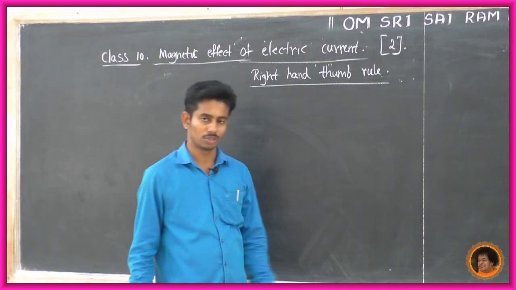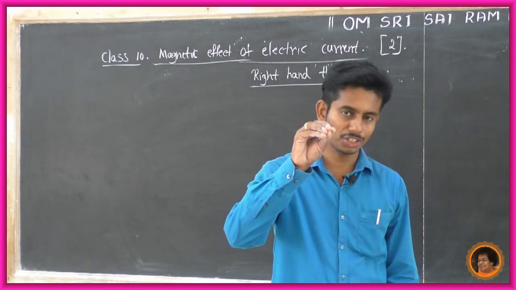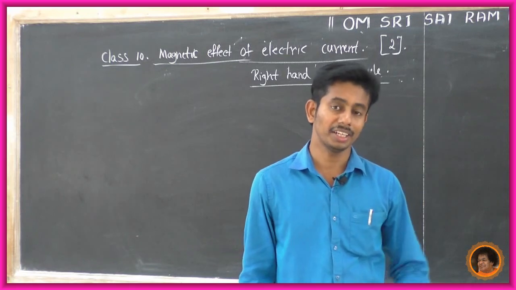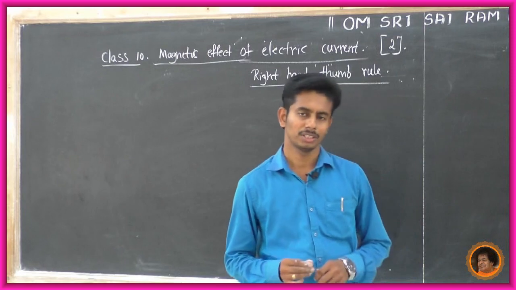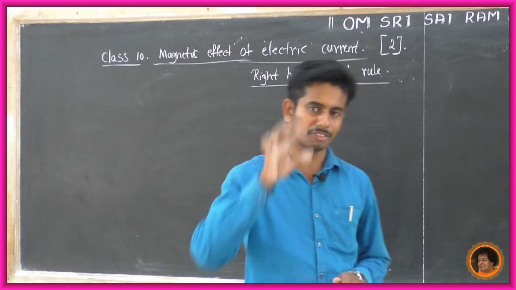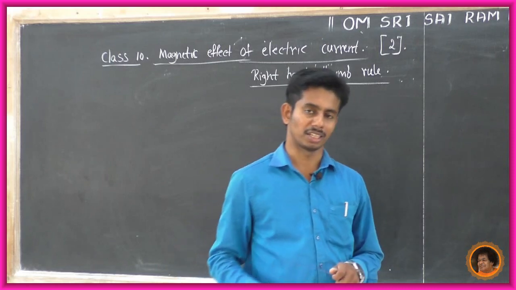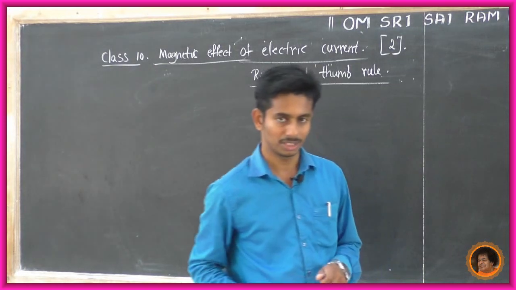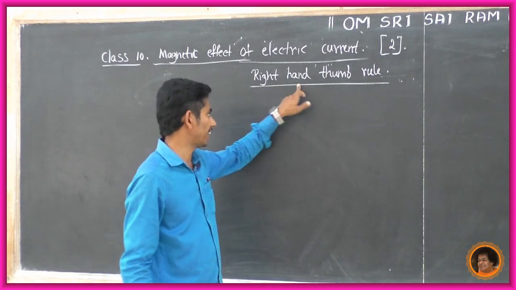Right hand thumb rule. In a straight conductor, when current flows, it produces a magnetic field. It is in the form of concentric circles. Now we have to know the direction of that magnetic field. For this, there is one rule called the right hand thumb rule.